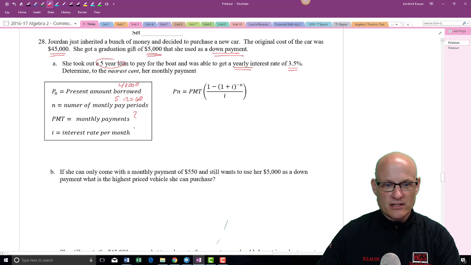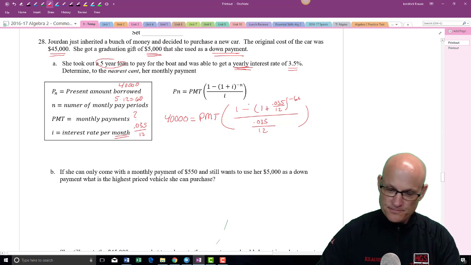So in order to find monthly, we're going to have to do 0.035 and divide by 12. Notice month and year. All right, we're ready to go. 40,000 is equal to my payment. Let's start filling it in. 1 minus 1 plus 0.035 divided by 12 to the negative 60 over 0.035 divided by 12.